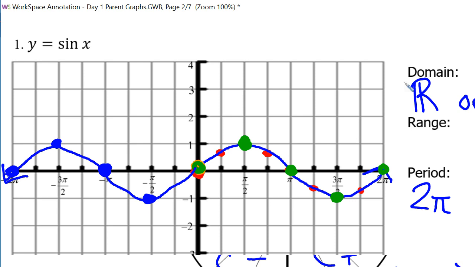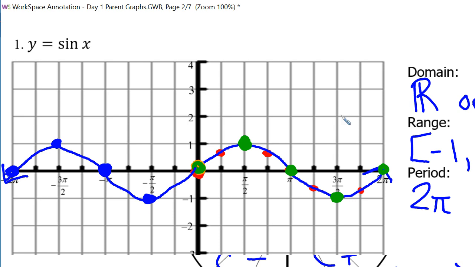Now the range. Is the range all real numbers? No. What is the lowest it can go? Negative 1. And what's the highest the y value can go? Positive 1. So we're using interval notation. Both of those values are inclusive. We have points at negative 1. We also have points on that graph at positive 1.